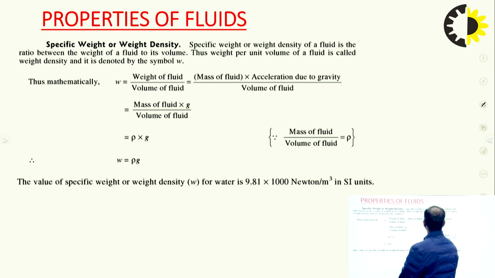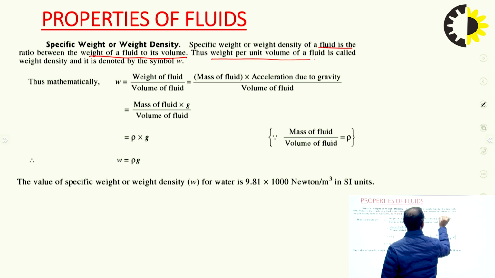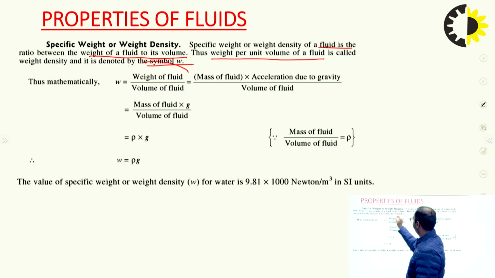Then the second property is specific weight or weight density. What is specific weight or weight density? Basically, it is defined as the ratio between the weight of a fluid to its volume. In other words, weight per unit volume of a fluid is called weight density, and it is denoted by the symbol small w.